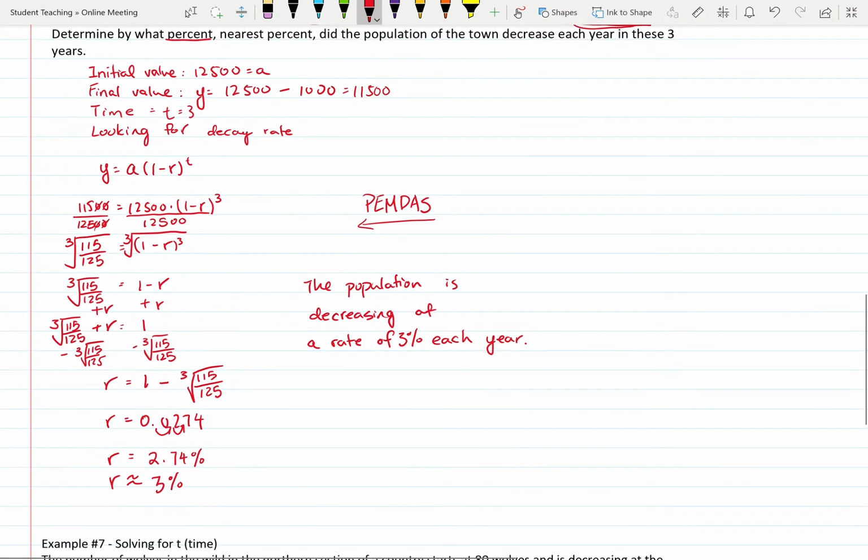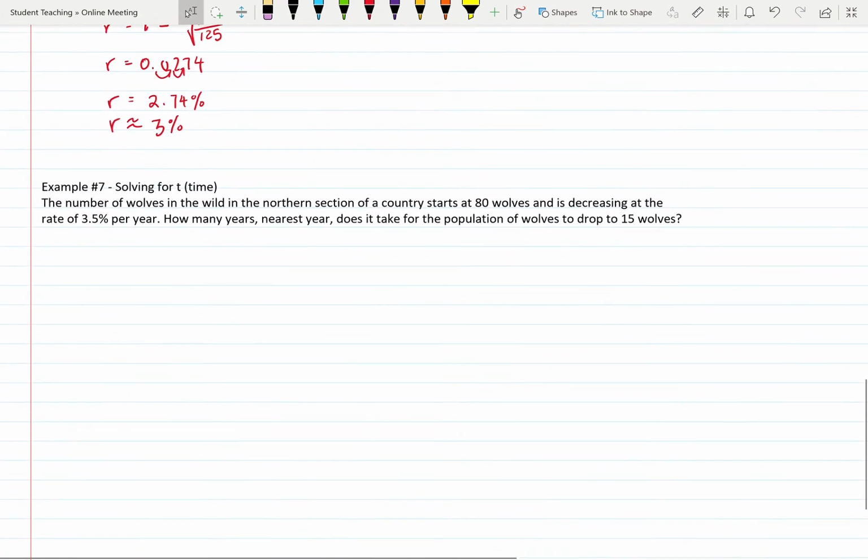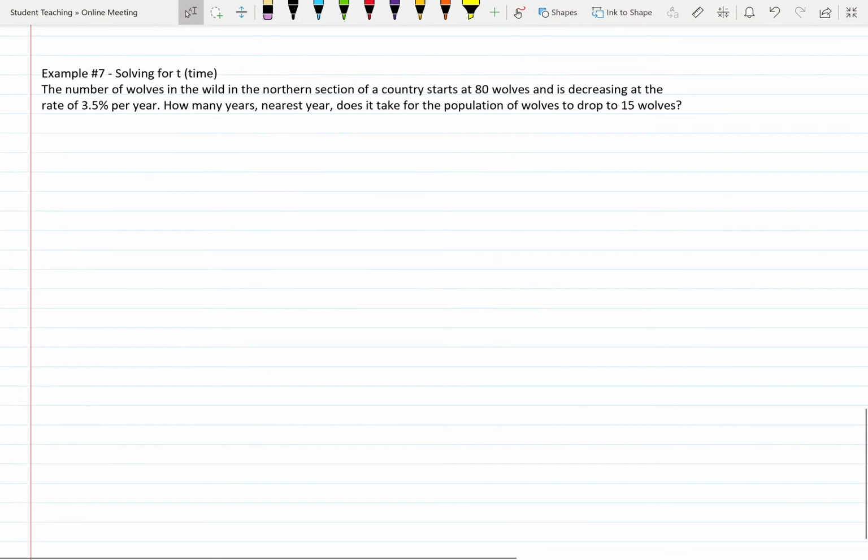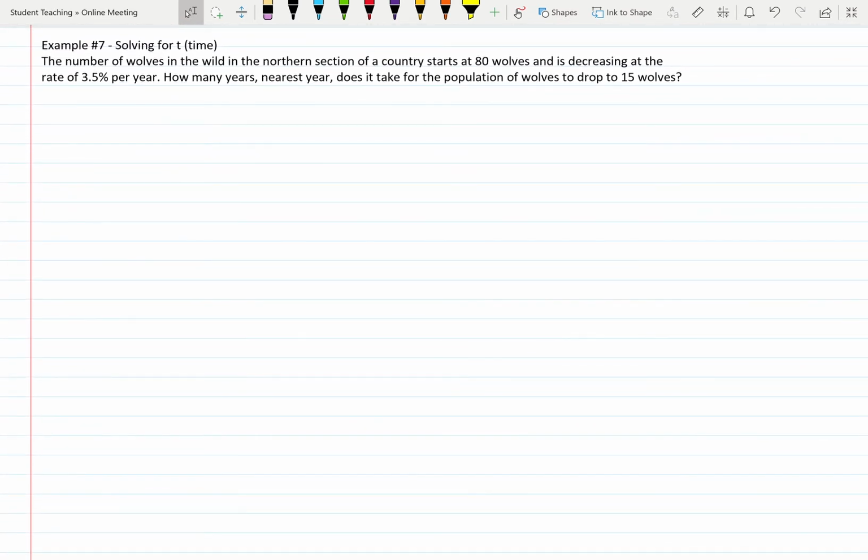All right. Now, let's go on to the last example. This time, we're not solving for r anymore. Instead, we are solving for t. And here comes an interesting part. The problem: the number of wolves in the wild in the northern section of a country starts at 80 wolves and is decreasing at a rate of 3.5% each year. How many years, to the nearest year, does it take for the population of wolves to drop to 15 wolves?